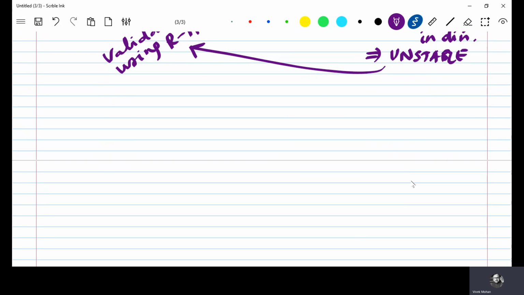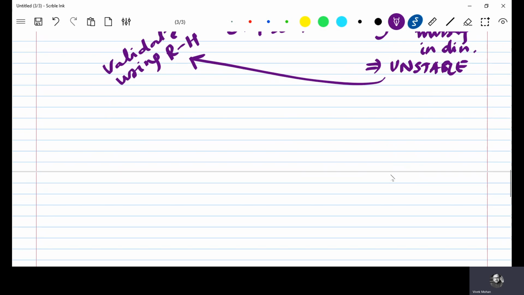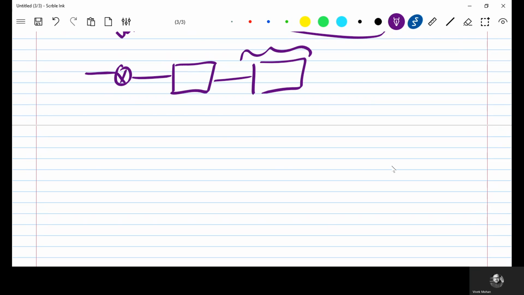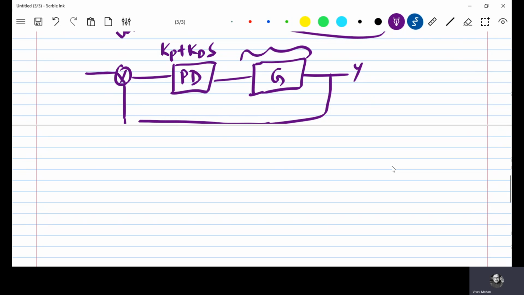Now we try to add a PD controller to this particular system. At present, we have only considered the plant transfer function, which is G of s. Now we are trying to incorporate a PD controller. Earlier we had just G. Now we are adding a PD controller, which will be like Kp plus Kd into s. The output is Y. Again, it's a negative feedback system.